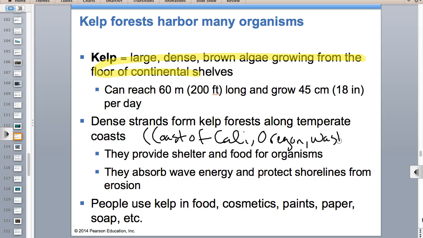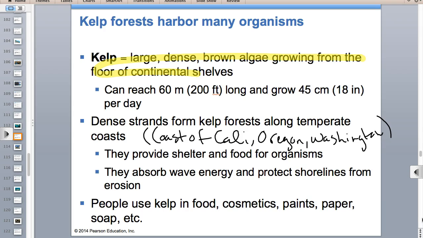So the Pacific Northwest, really. They provide a lot of shelter and food for organisms, and just like our friends, the mangroves and the salt marsh, they can absorb extra energy from storms so that your coastline doesn't get as damaged. And then kelp is used in food. If you've ever eaten sushi, that's what they're wrapping it in.